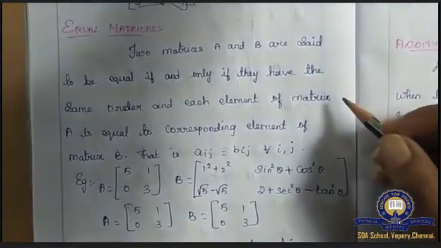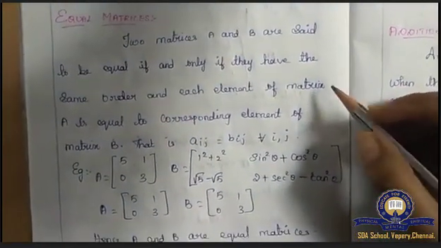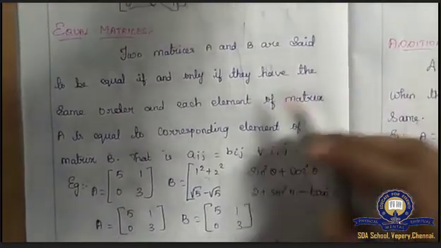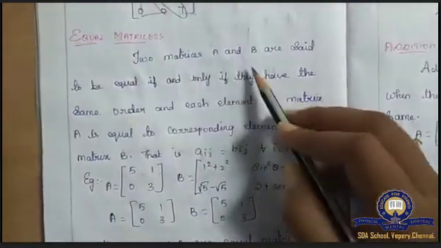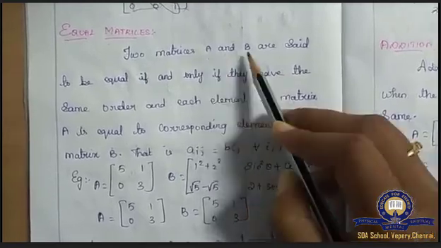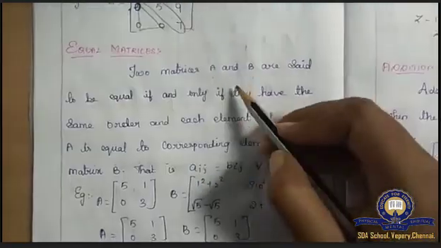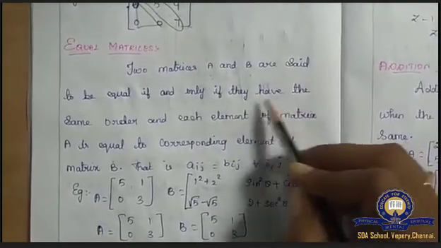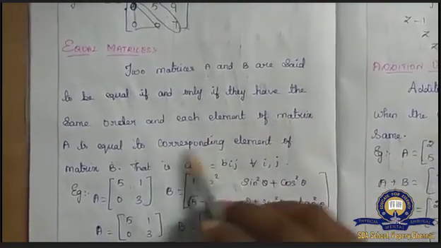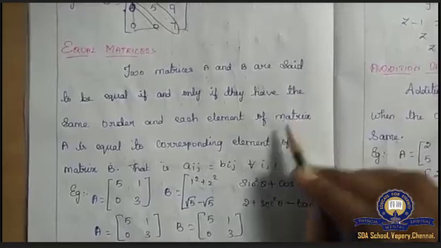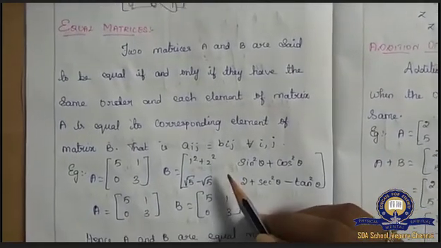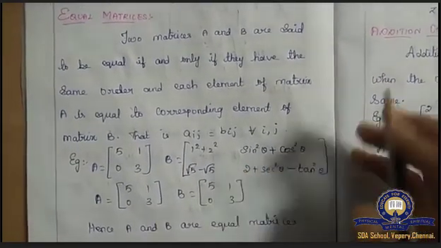What is an equal matrix? From the name itself we can know. Equal matrices are nothing but two matrices. If you are taking any two matrices, here I have taken two matrices as A and B, then we can say two matrices are equal if they have the same order and each element of the matrix is also the same. Only then can we say two matrices are equal.